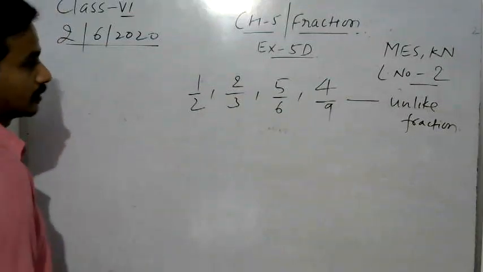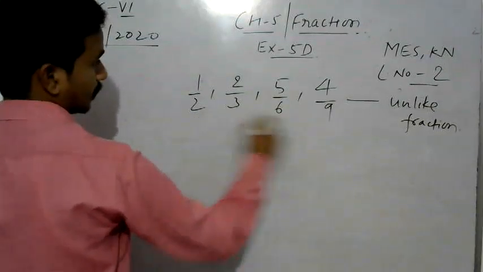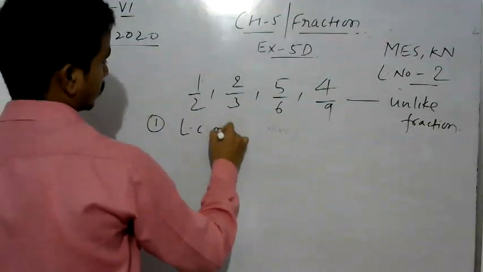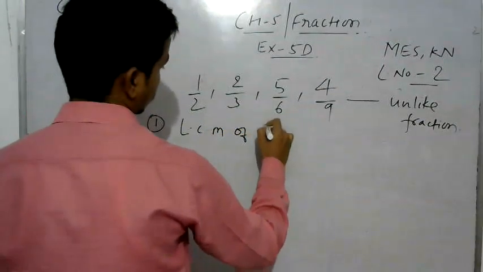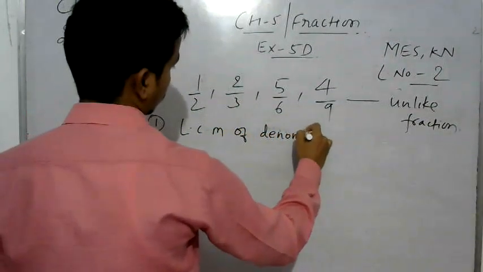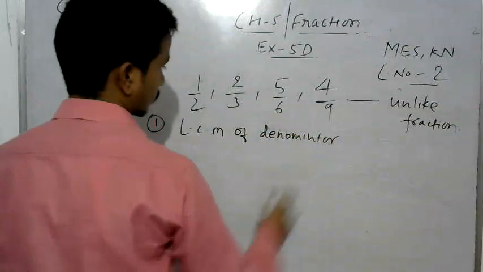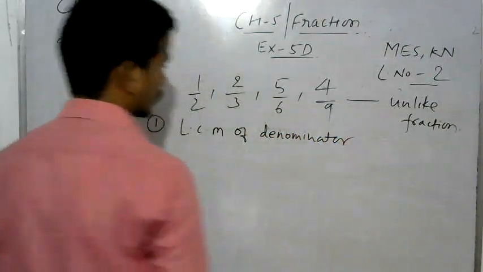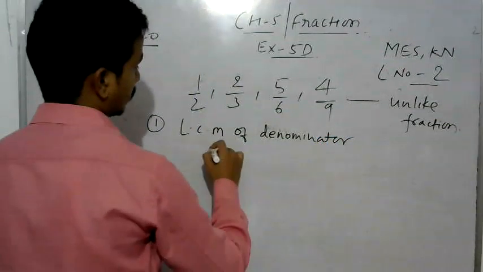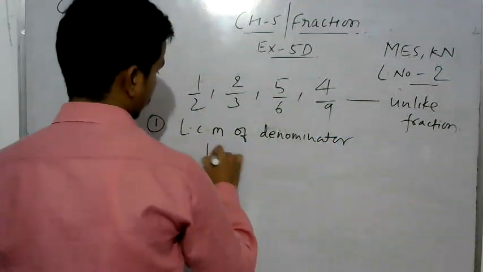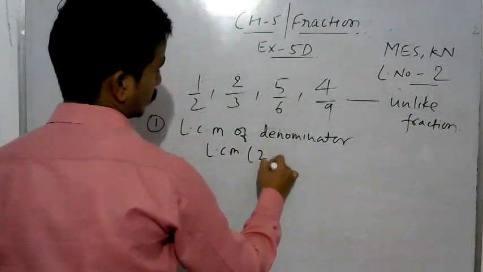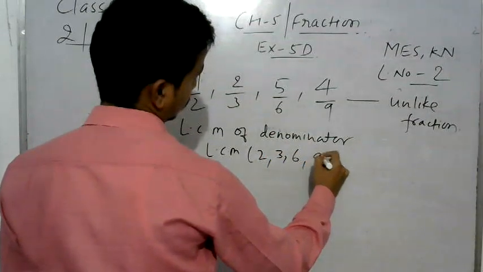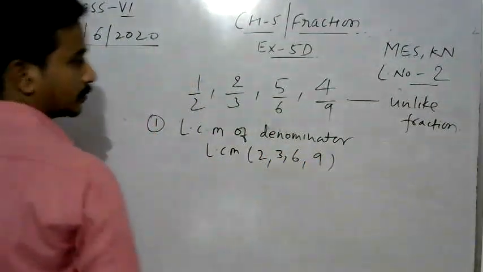So how can we do that? First of all, find the LCM of the denominators. First step is find LCM of denominator. So what are the denominators? You have to find LCM of 2, 3, 6 and 9.